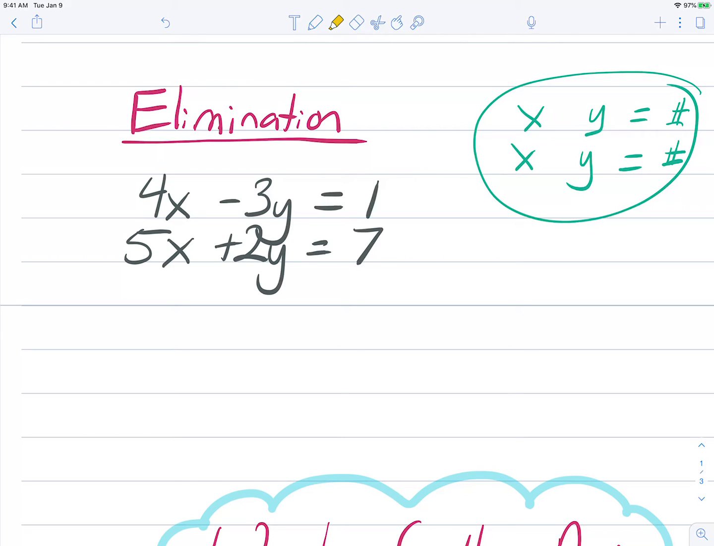If one of your variables is not opposites, you're going to have to create opposites. So don't forget, you're going to use that LCM, the least common multiple, or the first common multiple. So for instance, if I were to start this problem, I would see that my coefficients of y are a 3 and a 2. The first multiple of 3 and 2 is 6. So I would multiply this top equation by 2 because 3 times 2 is 6. And I'd multiply this bottom equation by 3, which if you multiply an equation, you have to multiply everything.